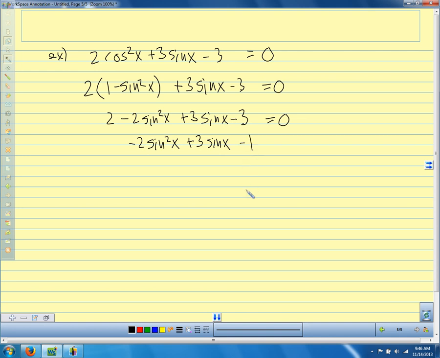So I wanted that to be a minus 1. There we go. And that equals 0. I knew there was a minus 1 in there somewhere. Alright, so we want to solve this.